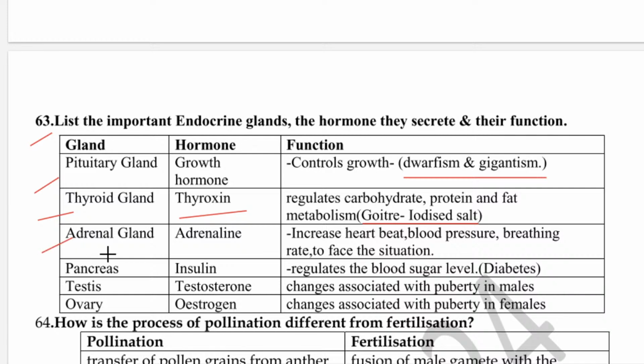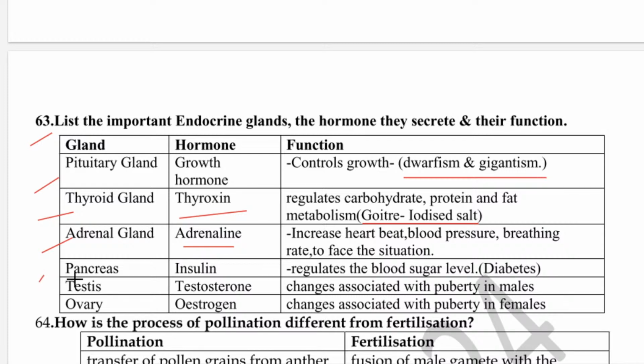Next gland is the adrenal gland. The hormone secreted here is adrenaline. The function is to increase heartbeat, blood pressure and breathing rate to face the situation.